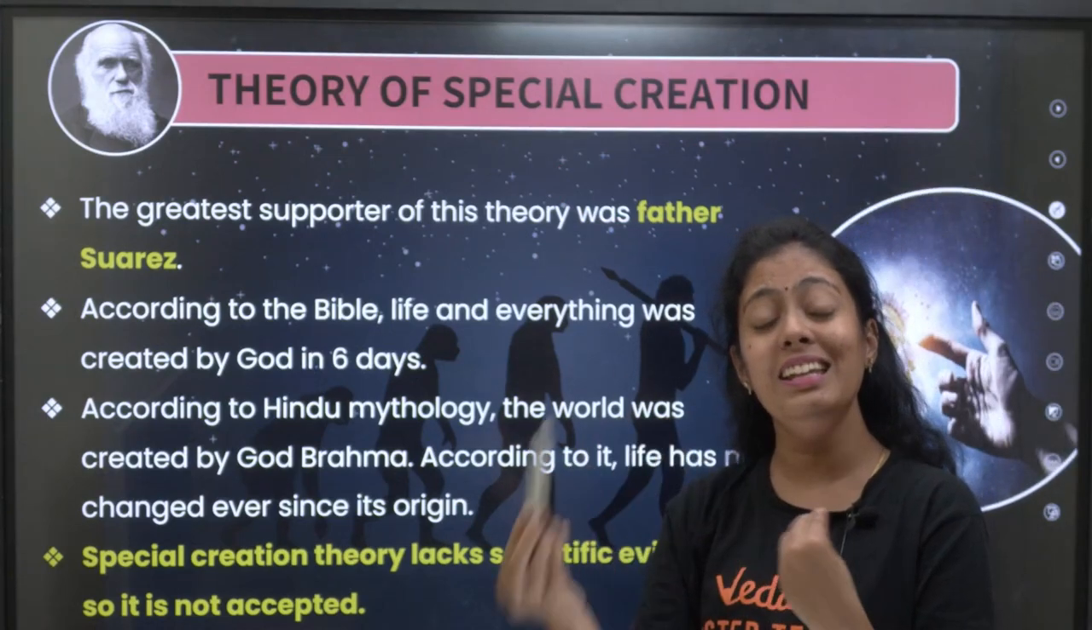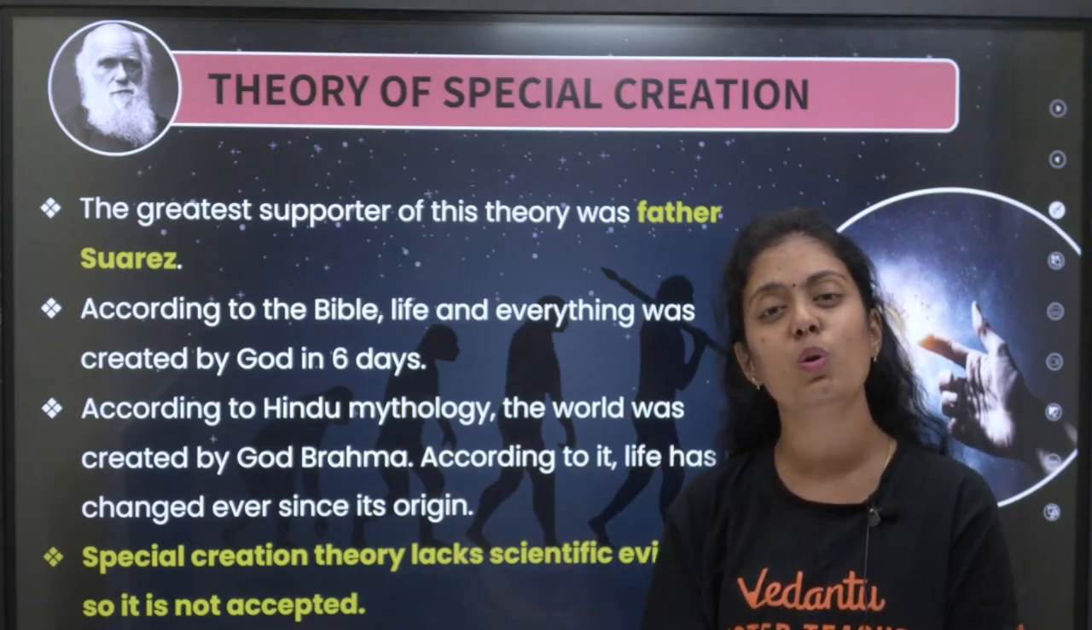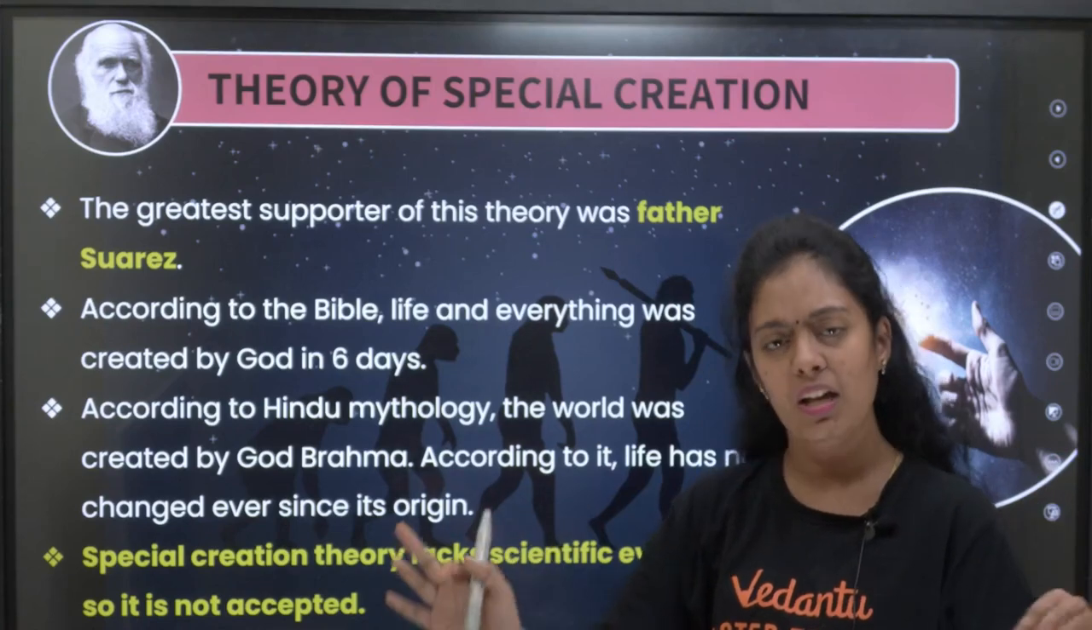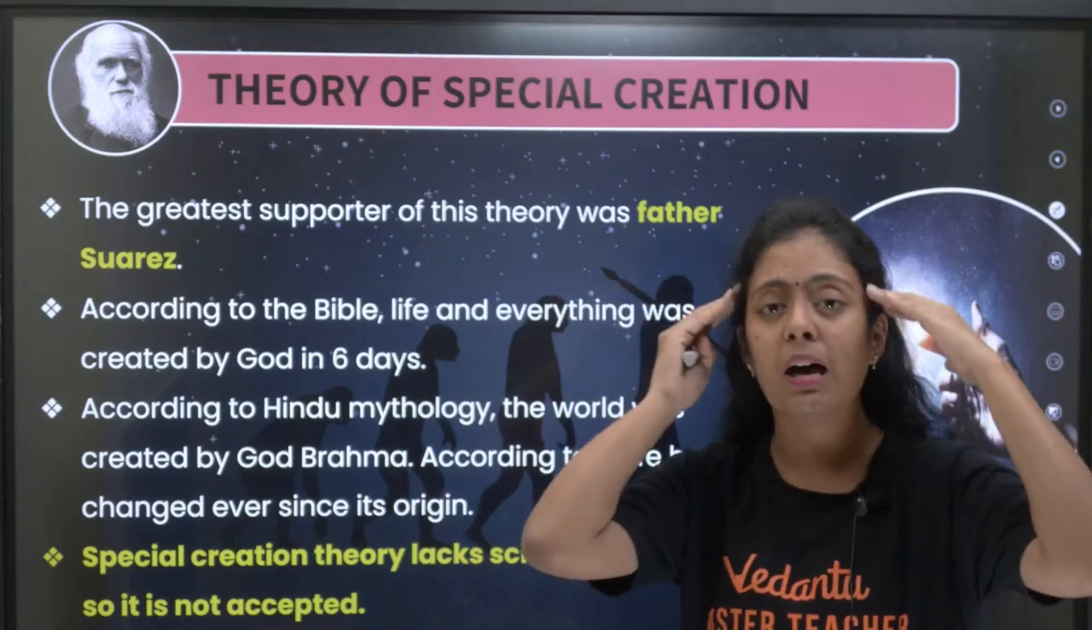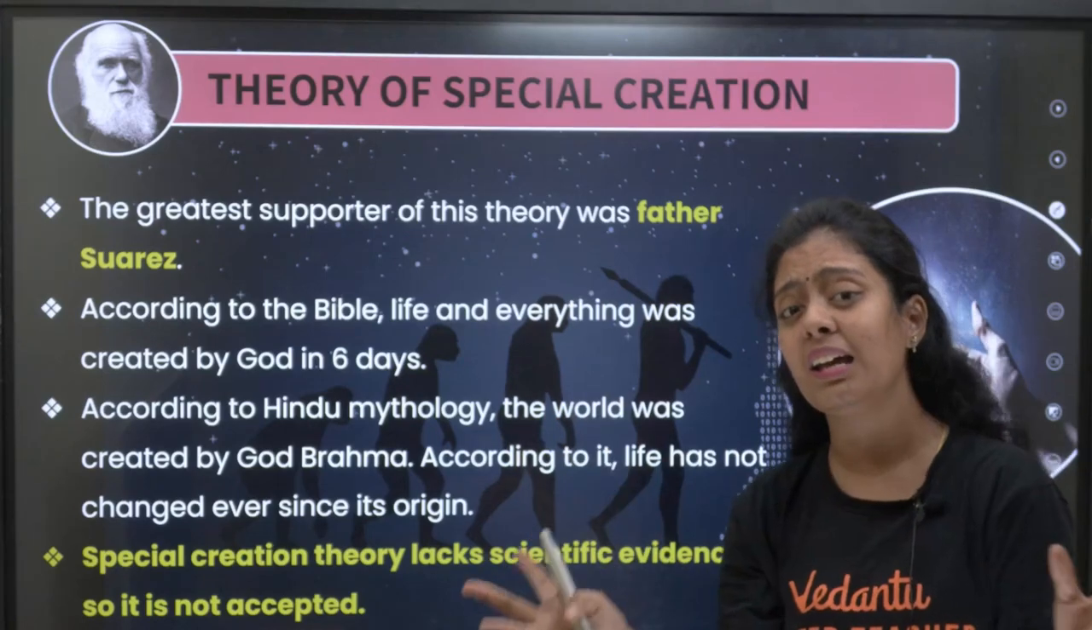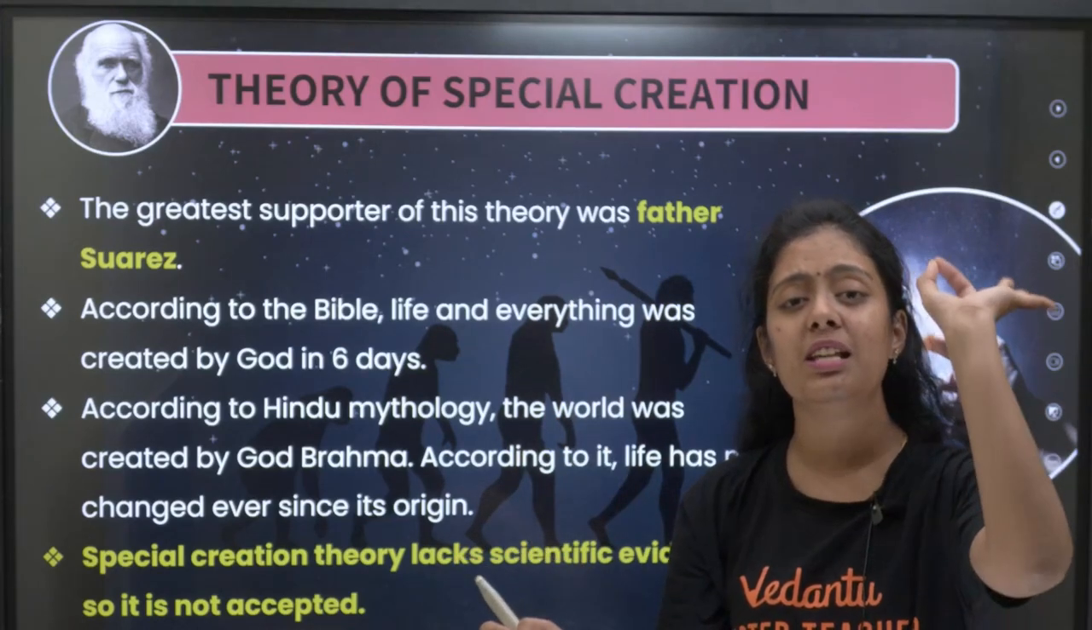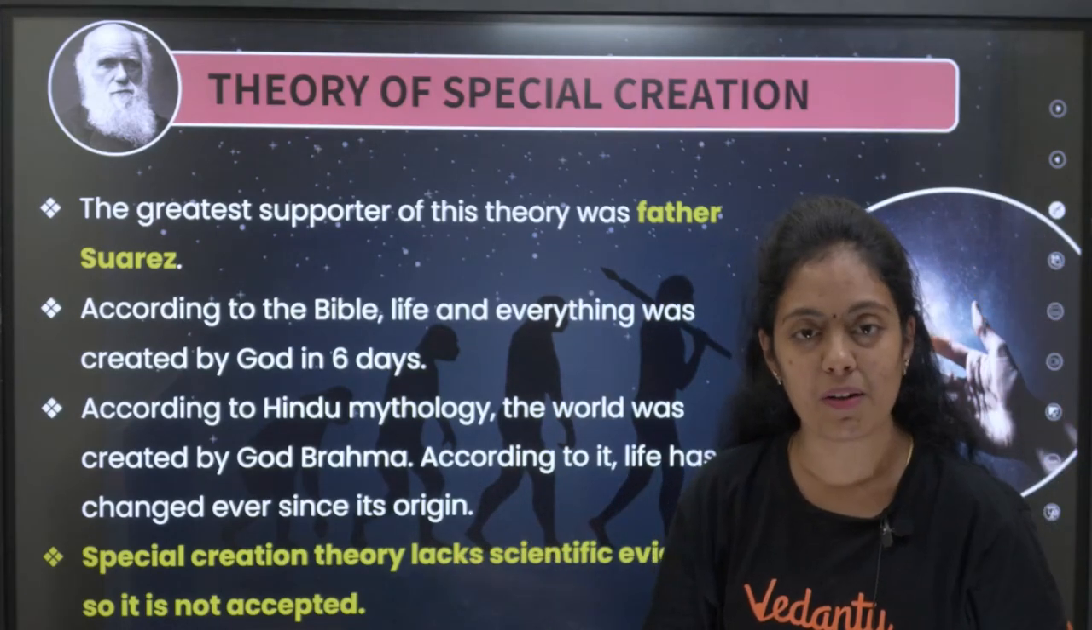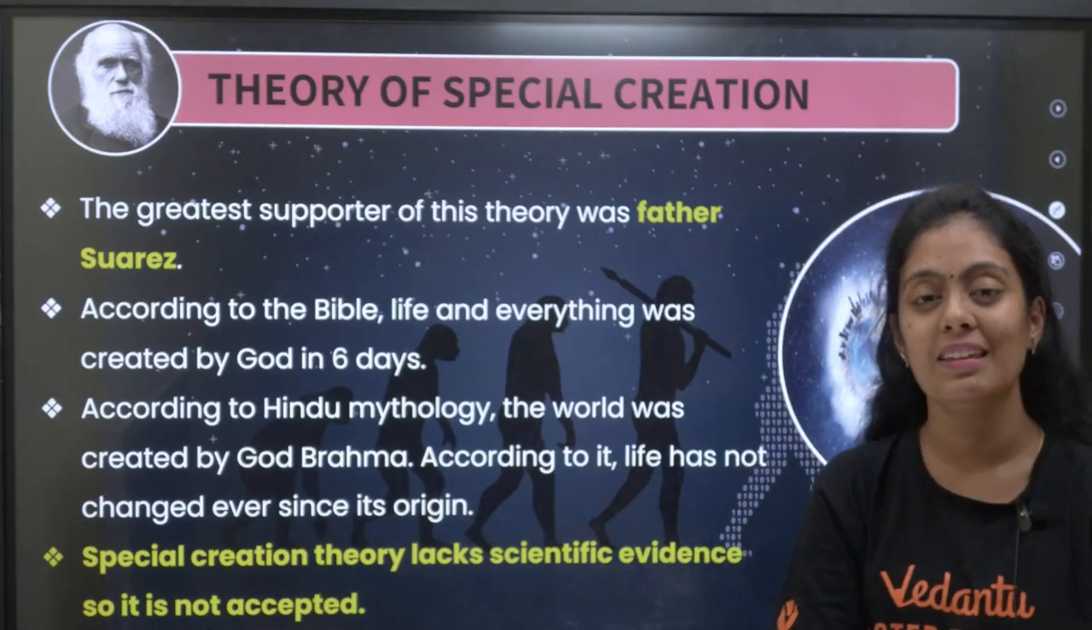There is no life in any other planet because they do not have these conditions. Maybe there is information somewhere, but as far as human knowledge goes, there is no proper supportive evidence that there is life on any other planet. Correct? That is your Big Bang theory.